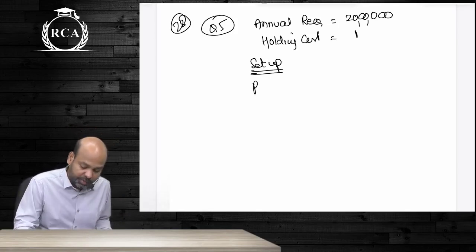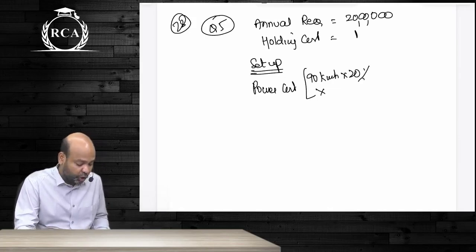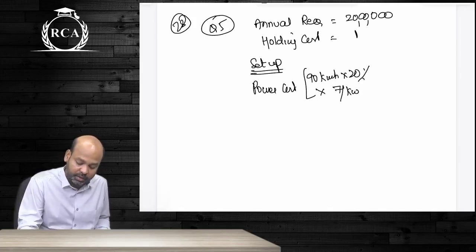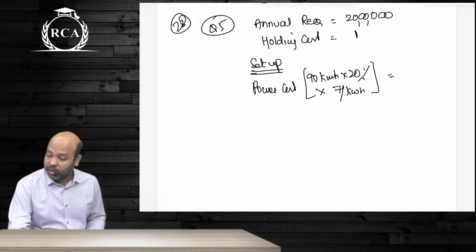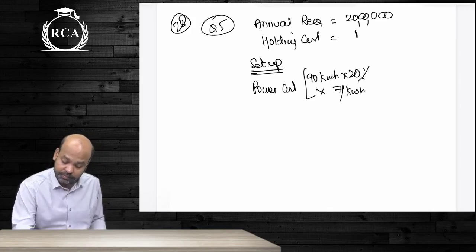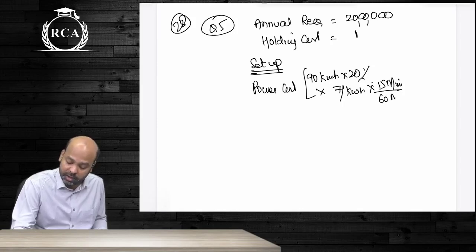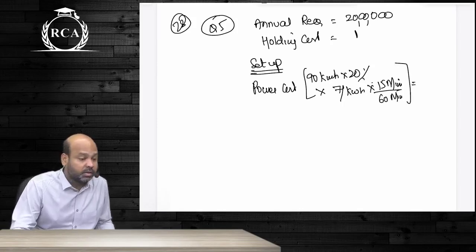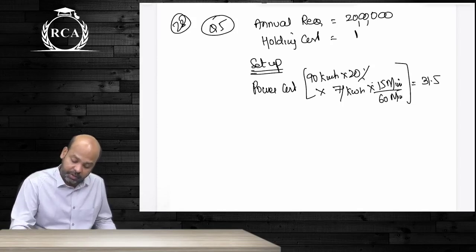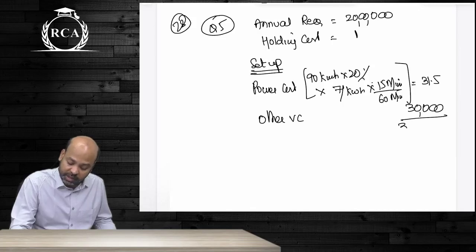So in setup cost, beta, power cost is only 20% of 90 kilowatt hours, and each kilowatt hour is 7 rupees per hour. Who will take it into 15 minutes? Setup time, beta, is only 15 minutes. It is not 1 hour. So that is 31.5. What is the other variable cost? 30,000. The total setup cost was considered to be 30,000, 31.5.